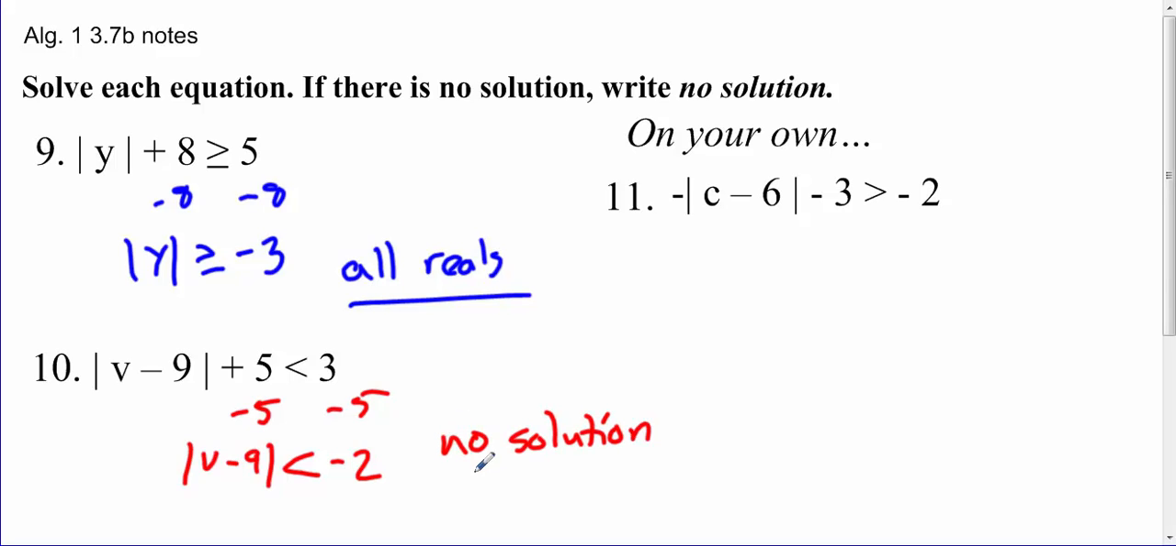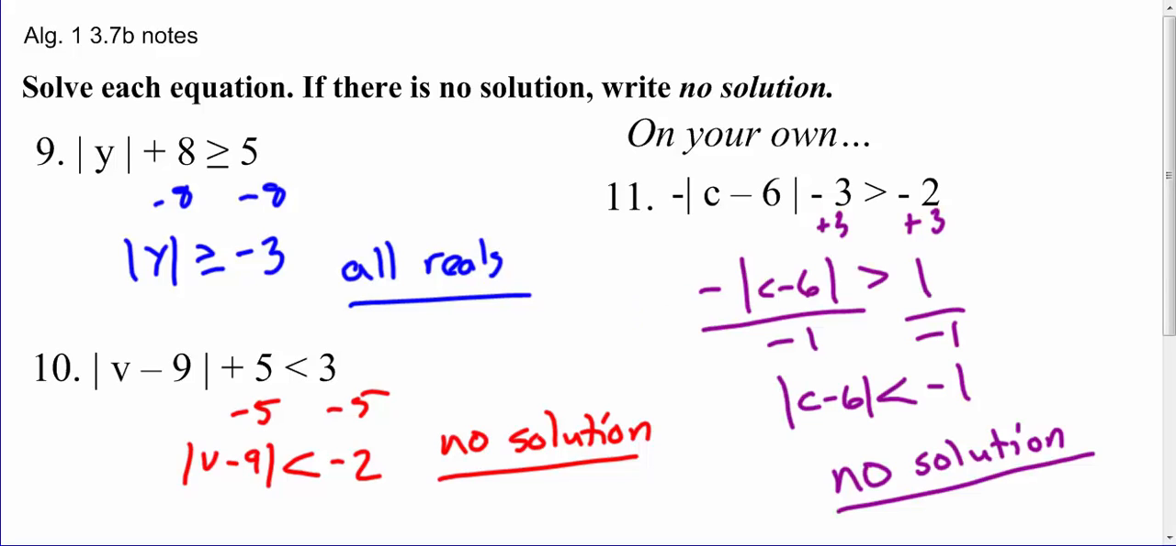All right, I have one more. Has a couple extra steps, a little challenge here and there for you. But number 11, I want you to work that one on your own and then compare your answer to mine. All right, welcome back for the final time. You can see my work on number 11. This was a no solution problem.